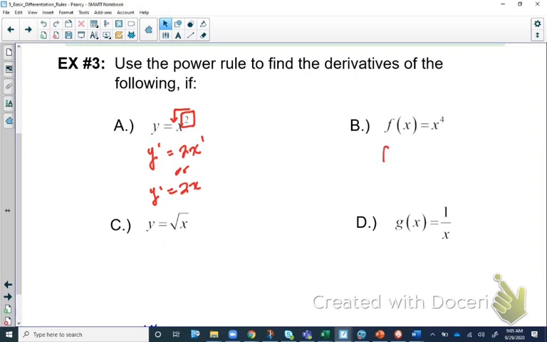So here on B, we're going to say f prime of x, and that would give us a derivative of 4x to the third power when we follow the derivative rules. Now the next two are going to change things up a little bit. We're still going to be able to use the power rule. Let's say y is equal to the square root of x; we can rewrite the square root of x as an exponent and say it's x to the 1/2.